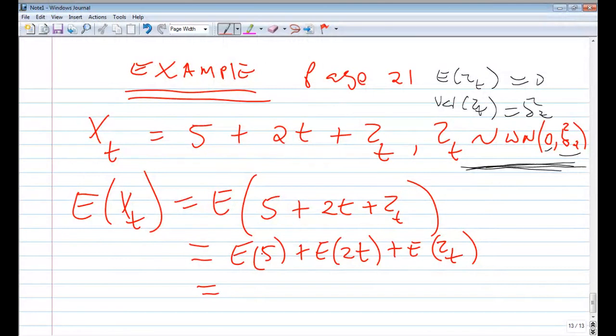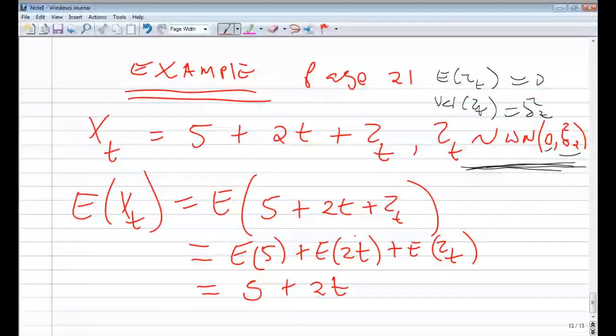The question is, what is the expected value of 5? Who can tell me the answer? Expected value of 5 is what? 5. It's 5 because it's a constant, isn't it? Plus expected value of 2t. It's 2t, not 2 expected value of t. Why? Because this 2t, we take it as a constant because it has not been defined there. They only define zt. They didn't define 2t. So 2t, because it's not defined, we take it as a constant. That is why the expected value of a constant 2t is going to be 2t. Plus, what is the expected value of zt? 0. So therefore, our answer is the expected value of xt is equal to 5 plus 2t.